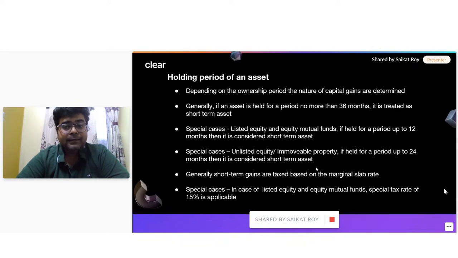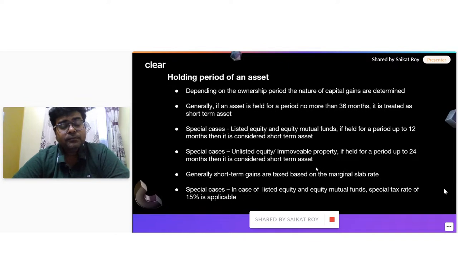If you are holding listed equity shares for a period in excess of 12 months, in that case, it will become a long-term asset. Now, equity-oriented mutual funds are largely mutual funds which consist of listed equity shares, right? They have a majority holding in listed equity shares. Therefore, the character of listed equity share gets translated to equity-oriented mutual fund. Therefore, if equity mutual funds are held for a period up to 12 months, it will be considered to be short-term capital gains. If they are held for a period in excess of 12 months, they will be considered to be a long-term asset.